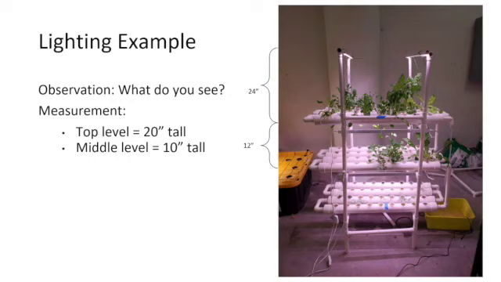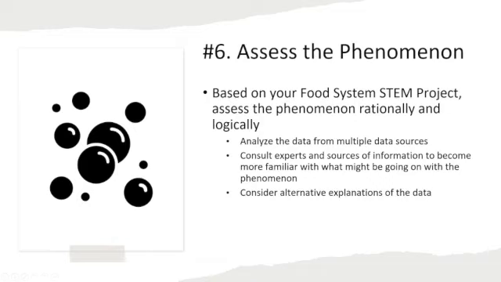And so we actually take a measurement, and yes, we found that the top level, those plants were 20 inches tall, and the middle level, they were 10 inches tall. So you can see the plants on the top level were taller. Let's go to step number 6.